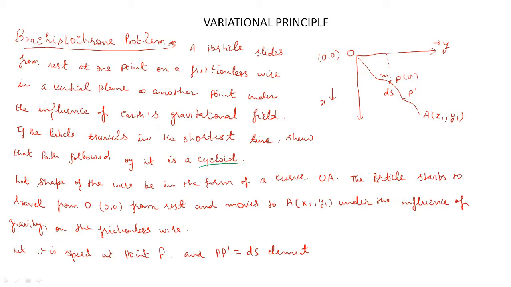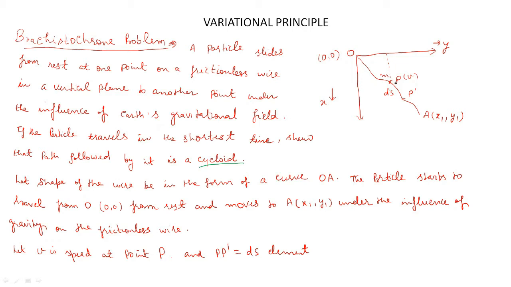The next problem is the Brachistochrone problem. Here you can see that a particle of mass m is falling freely on a frictionless wire OA in a vertical plane. The velocity of the particle at point O is 0, and we will see that the path of the particle here will be a cycloid.